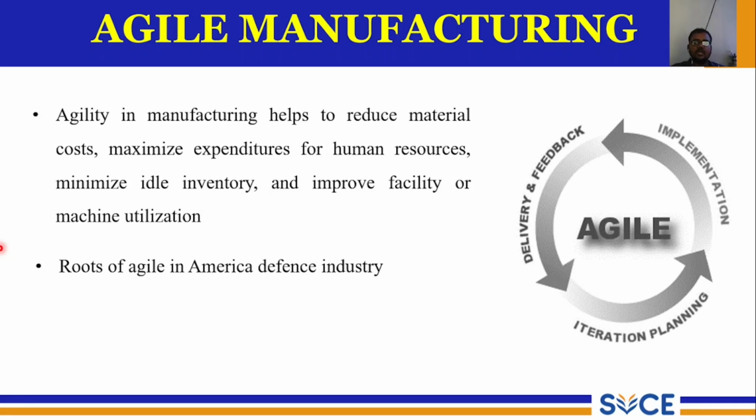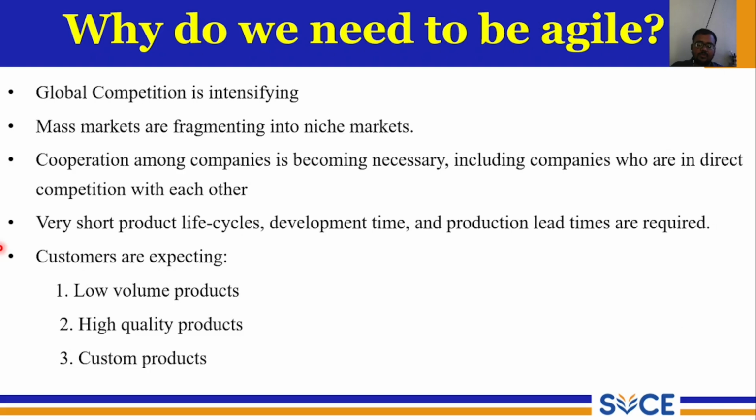You see that whenever the idle inventory is minimized, which means there is no stocking up of the goods for a longer time, most of the goods will be going out in a shorter span. So that will create more revenue, and when the revenue is more, obviously the profit margin will also increase. When you go deep into the concept of agile manufacturing, we see that the roots of agile go back to the time when Americans were finding it very hard to develop weapons and war-related equipment during World War II. So the roots of agile manufacturing go back to the American defense industry.